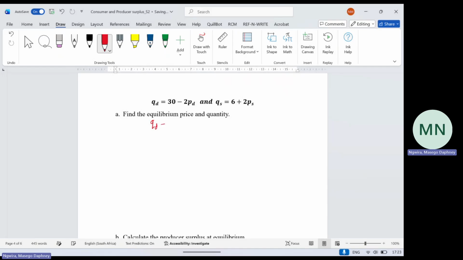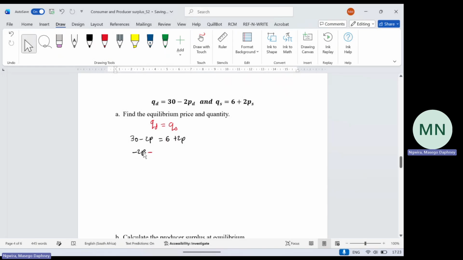Equilibrium goes with equate. So now we're going to equate: 30 minus 2p is equal to 6 plus 2p. And then now we solve. So I'm going to have this negative 2p. Then I take this 2p to the side, it changes the sign. Remember, this 2p was already negative, right?